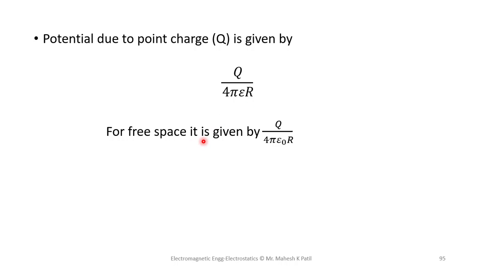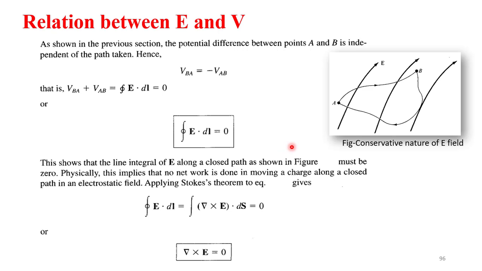Now as far as free space is considered, we can write potential is equal to Q upon 4 pi epsilon naught R. Now we'll get one important relation between electric field intensity and potential. Consider the situation as shown in this figure. These lines indicate the presence of electric field E, and let us say we are moving the point charge from this initial point A to this point B. So A is our initial point here and B is the final point.